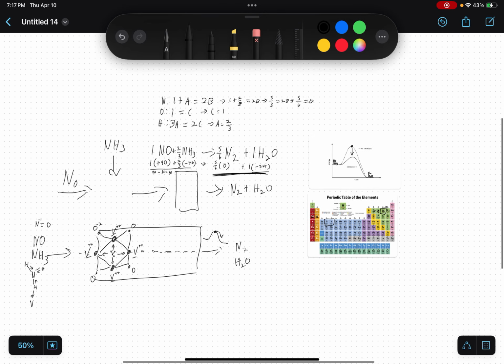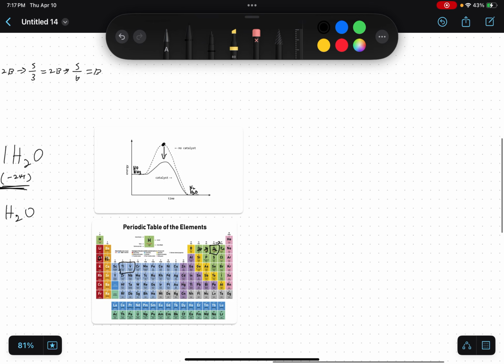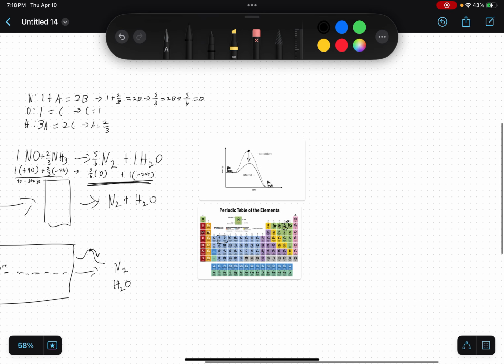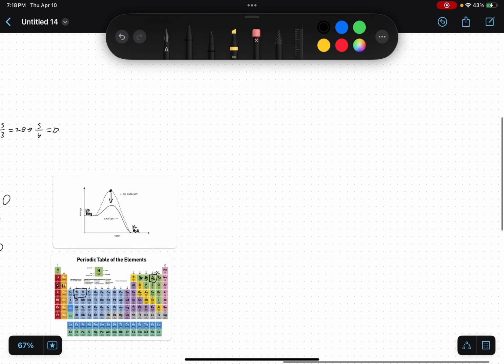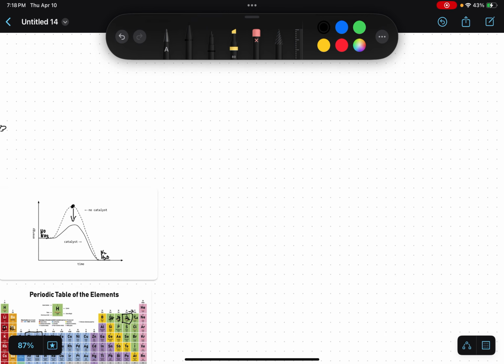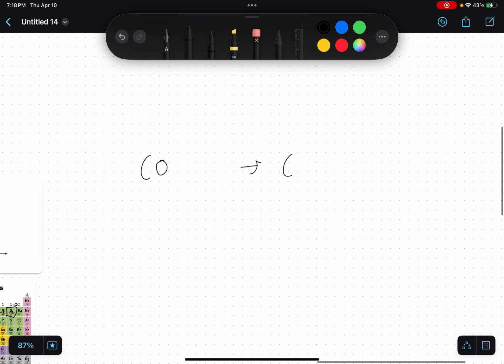All right, I just finished talking about NOx catalysts. Now it's time for CO catalysts, which are kind of similar, but kind of not really. So, okay, what does a CO catalyst do? Its goal is to convert CO into CO2. How do you do that?